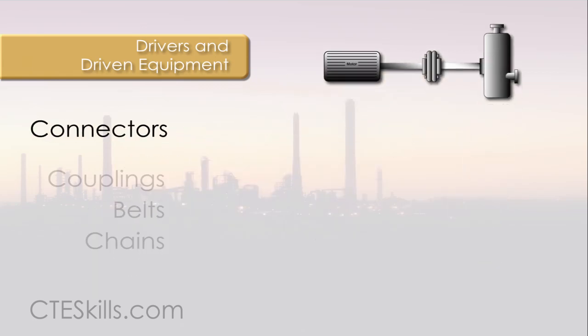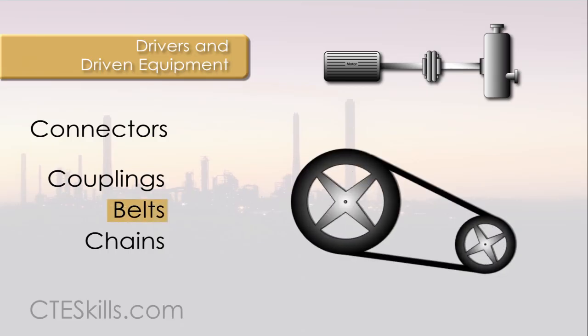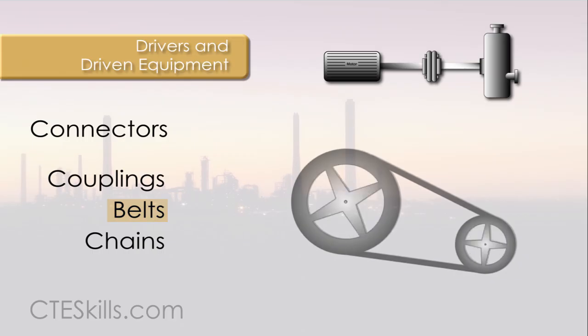The drivers are connected to the equipment by couplings, belts, or chains. Belts operate on a pulley system. They connect two parallel shafts. The size of the pulley determines the speed. Different sizes allow the equipment to operate at a different speed than the driver.